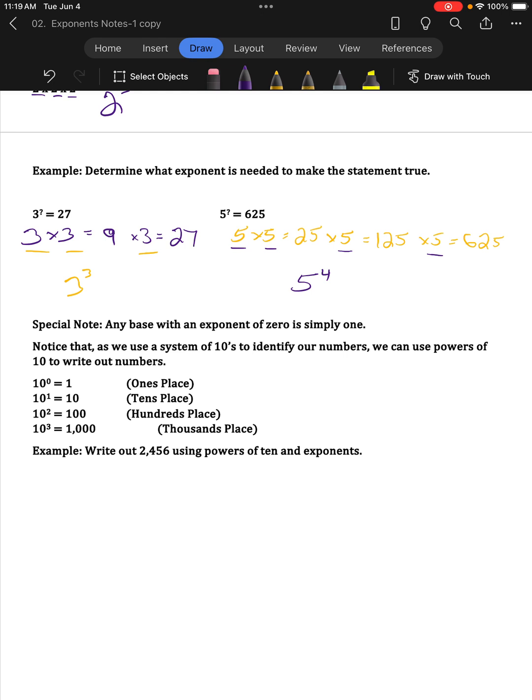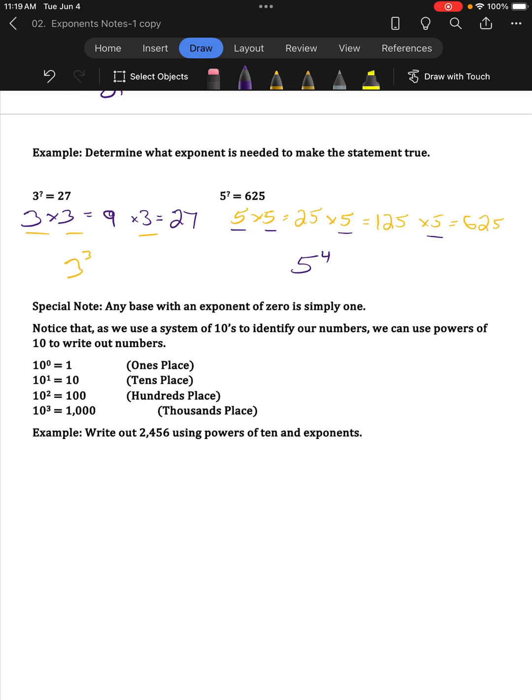A quick special note, which will come up later in the year as well. Any base that has an exponent of 0 has a value of 1. The only exception to this rule, because most rules do have exceptions, is the number 0 itself. 0 to any power is 0.